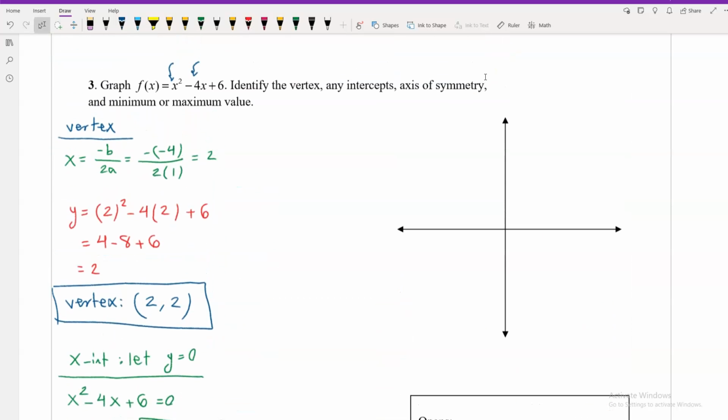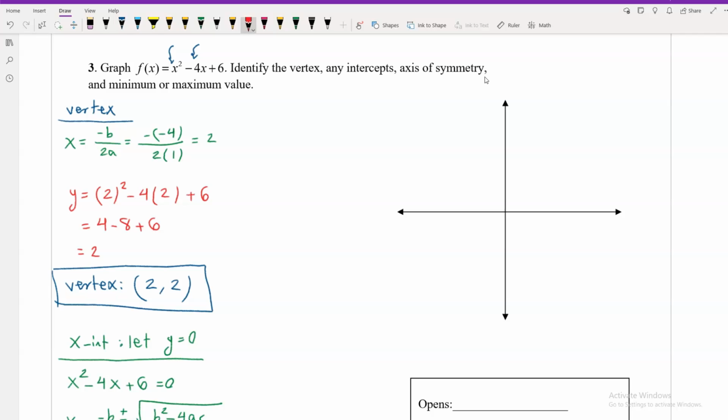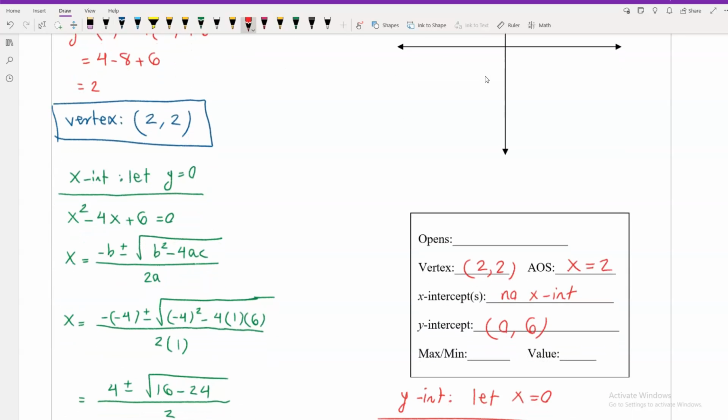And here a is equal to 1. So this graph opens up. So graph is upward, that means we're gonna have a minimum point. And the value is based on what we have here, and that is 2.